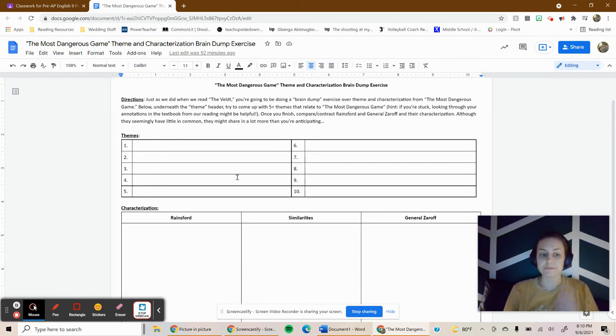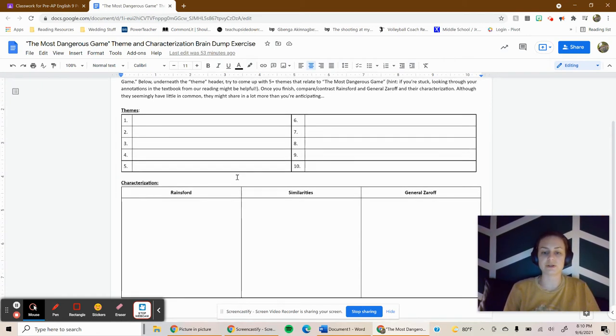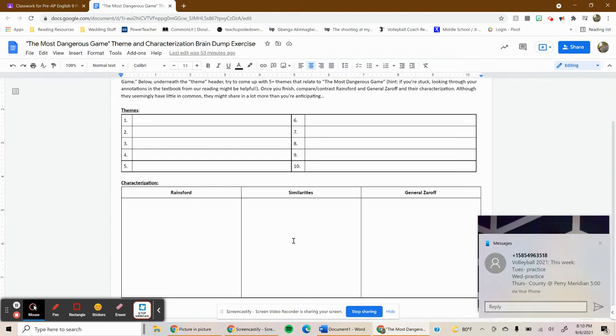Then at the bottom, I couldn't really do a fill-in Venn diagram here, unfortunately. But you do have something similar to a Venn diagram in that you have Rainsford on one side, General Zaroff on the other side. You are going to go ahead and compare and contrast their characterization. Now, I know you're probably thinking, well, these men are very dissimilar, but actually, as you start to look at this, you're probably going to realize there's a lot more similarities here in the center for these two characters than there are differences. So you're going to go ahead and do those things for me.